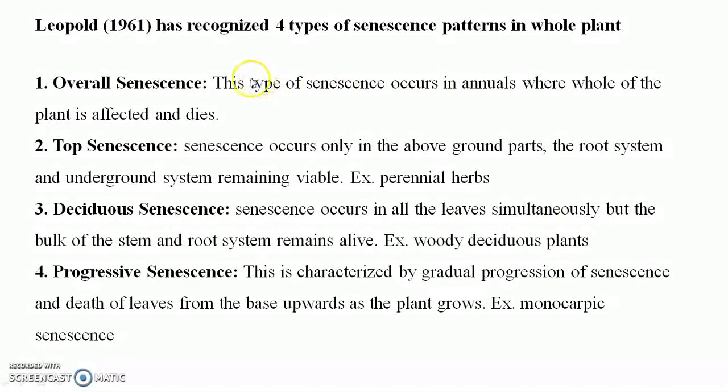Then, four types of senescence are recognized: overall senescence, top senescence, deciduous senescence and progressive senescence. In overall senescence, this process occurs annually, where the whole plant is affected and dies. Second is top senescence. In top senescence, only the above-ground part dies, while the root system and underground shoot system remain viable. Example, perennial herb.